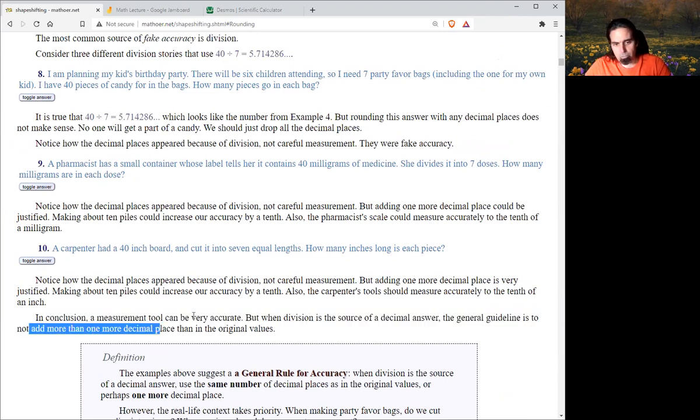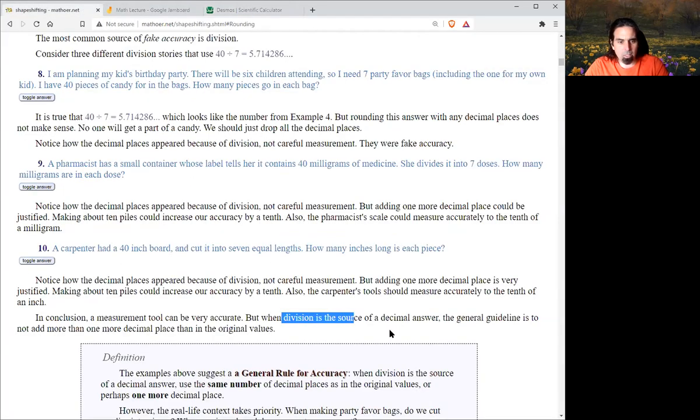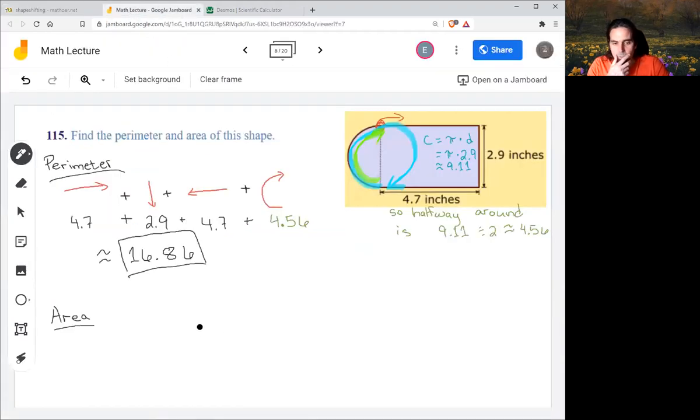So in conclusion, if there's a measurement tool that tells us how much to round to, then do that. And if I'm using a ruler, I know about how accurately I can measure, probably the 1/10 of an inch, but not the 100th. But when division is the source of our decimal, which is what we were doing, right? Here's where the decimal came in because we were dividing things. Pi is also like that. Then don't add more than 1 decimal place than you have in the original values. You're exaggerating how accurate you know the answer. So this shape was measured to the 1/10 of an inch.